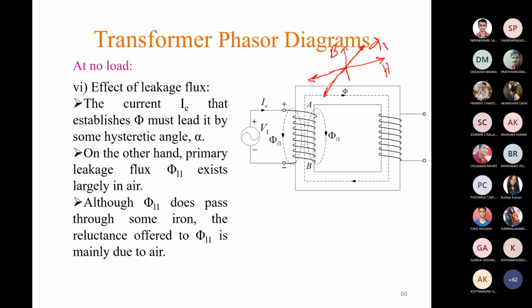So that is the behavioral difference between phi L1, I mean this leakage flux produced by primary winding, and the mutual flux phi. Mutual flux involves some hysteresis loop, therefore it lags the exciting current by some angle, that is the hysteretic angle alpha, but phi L1 does not involve any hysteresis loop, therefore it is in phase with the exciting current IE.